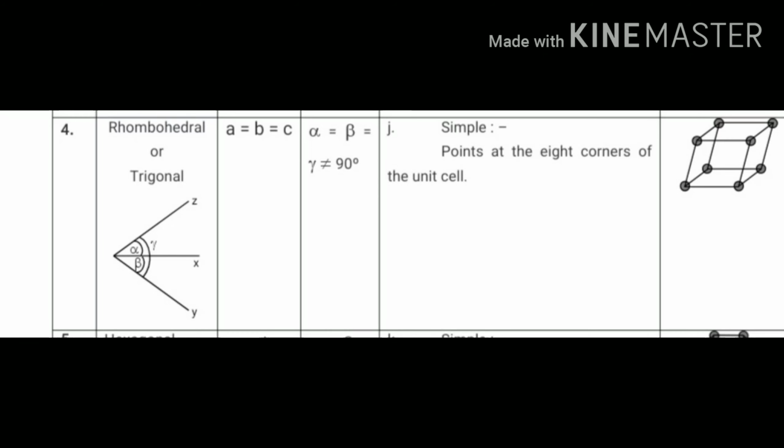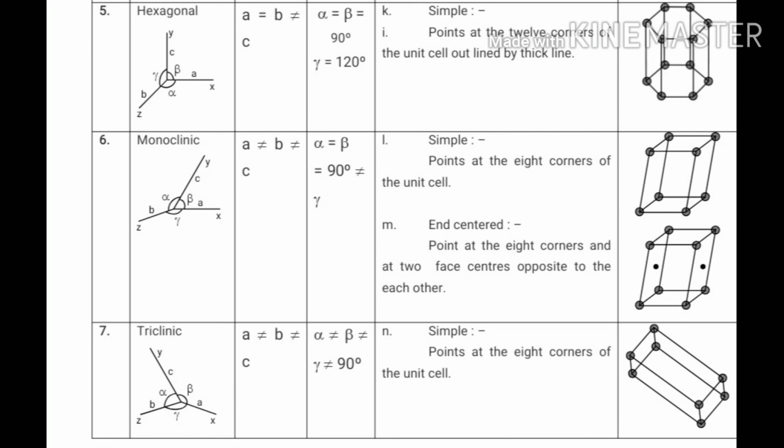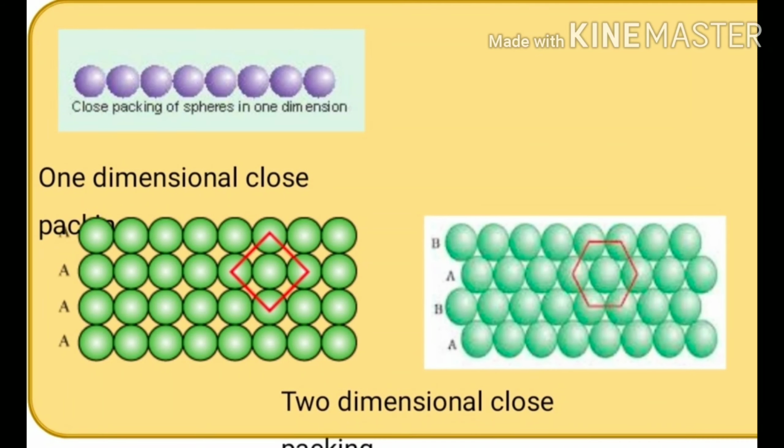In rhombohedral or trigonal, the space lattice is simple, that is corners. In hexagonal, the space lattice is simple. When it comes to monoclinic, the space lattices are simple and end centered. When it comes to triclinic, the simple means corners. Constituent particles are arranged or packed in one dimensional, two dimensional and three dimensional.